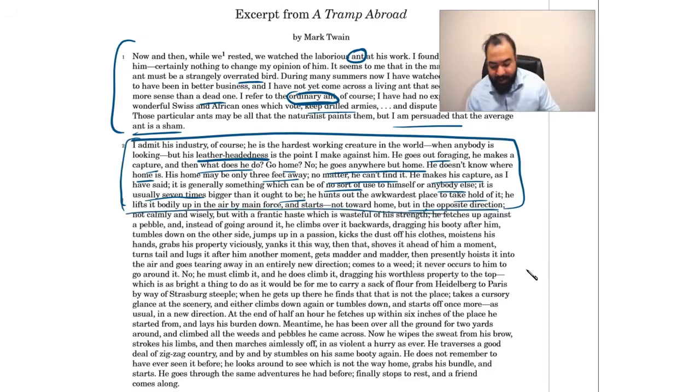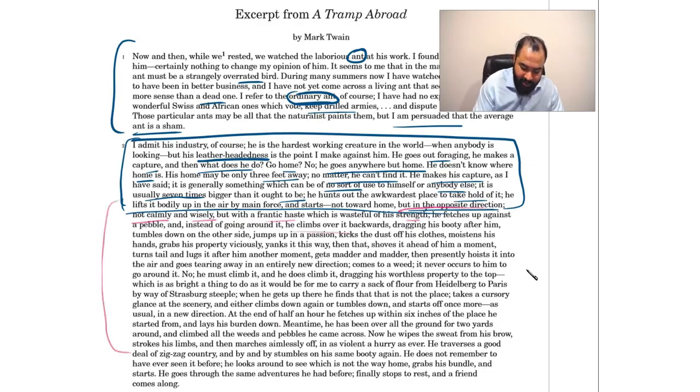It picks up a thing and then instead of going home, it will go around different locations, even though home is so close, right? So now the second part here says, not calmly and wisely, but with a frantic haste which is wasteful of his strength. So when he's trying to go home, opposite direction from home, he's not going calmly or wisely, but with frantic haste, hurrying up here and there, wasting its energy, but not getting the work done. Now he patches up against pebbles instead of going around, he climbs over it.